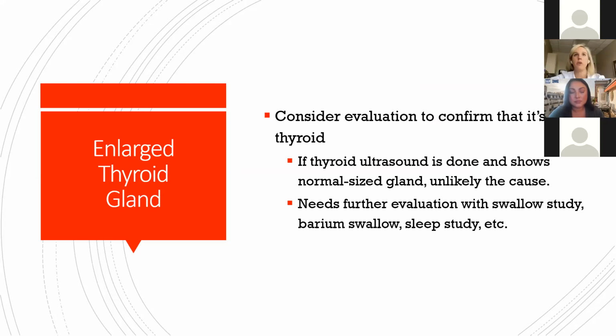So if you say you feel a goiter, but you send them for an ultrasound and their thyroid's within normal size limit, it's really unlikely to be the cause of their symptoms. We see a lot of people like that in our clinic. They're having trouble swallowing. And if their gland is normal in size, I hate to say anything with 100% certainty in medicine, but I'll tell them, look, it is highly unlikely to be the cause of your trouble swallowing.